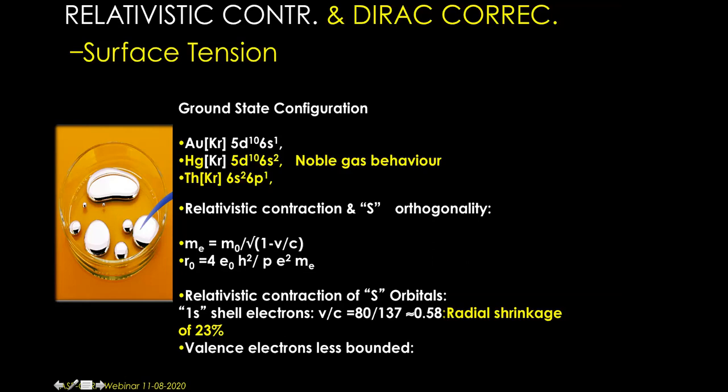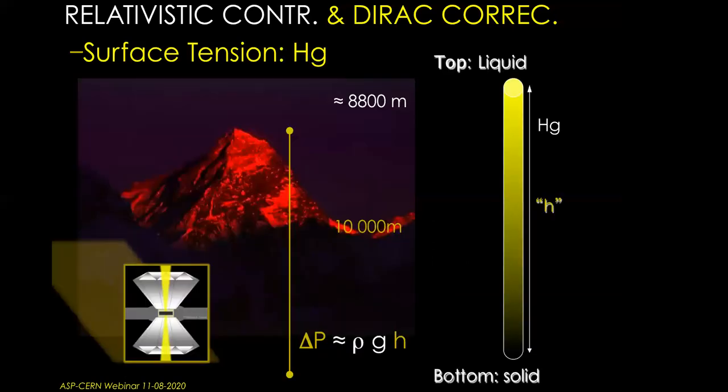So if one considers this relativistic radial shrinkage of the 1s orbital, the same thing will apply for all the other orbitals, and that is the way to explain the surface tension and the liquid form of mercury. And therefore, that was the first proof of what we call s orthogonality. That was the first proof of the validity of the Dirac correction for the Schrodinger equation.